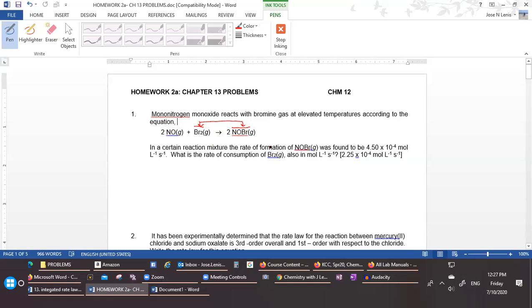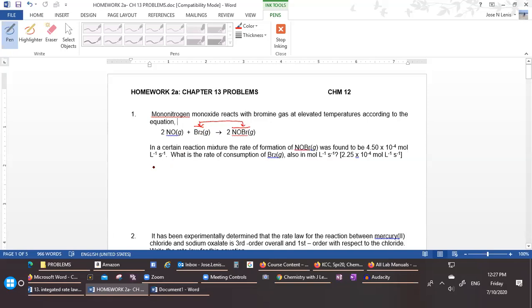It's mentioning only these two species here. In general, as a review, I'm going to do this. Since this is being consumed and this is being formed, the reaction is going in that direction. It's being consumed, so the rate is going to be lower and lower, it's going down.